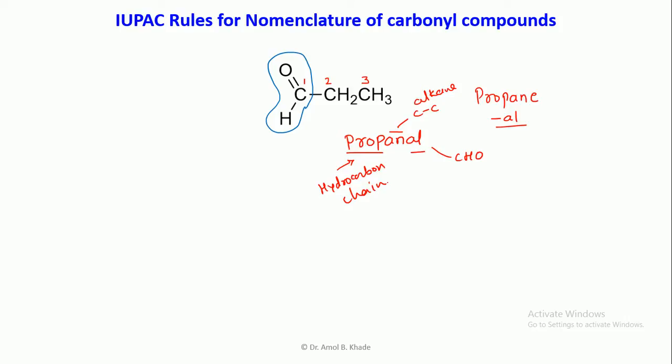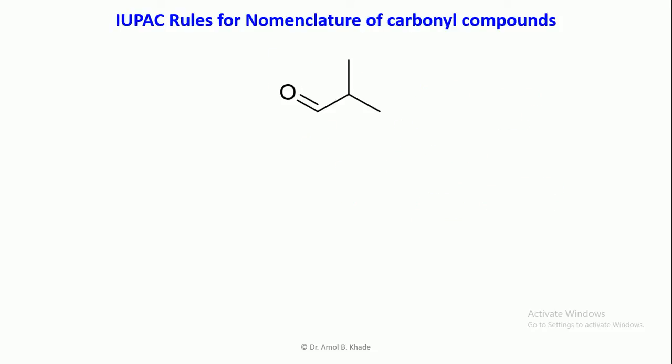Okay, so the correct name of this compound is propanal. You need not mention it as 1-propanal. This has the common name propionaldehyde. The common name of this structure is propionaldehyde, because it contains the aldehyde group. We will see some more structures for better understanding.